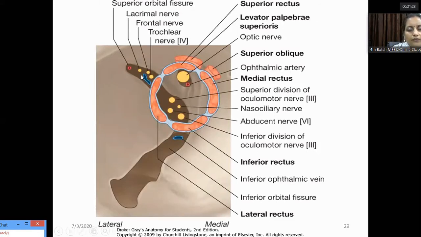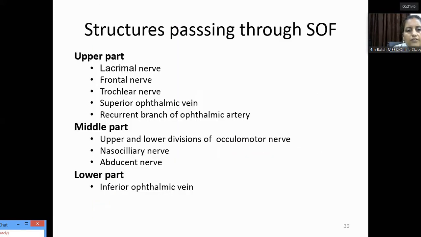So this is a comma-shaped structure, the superior orbital fissure. Different structures pass through it. When we discuss the nerves, we will discuss it further. The structures passing through the superior orbital fissure, in the upper, middle, and lower parts: upper, the lacrimal nerve, frontal, trochlear, superior ophthalmic vein, and recurrent branch of the ophthalmic artery. The middle part has the upper and lower divisions of the oculomotor nerve, nasociliary and abducens nerve, and the lower part has the inferior ophthalmic vein.